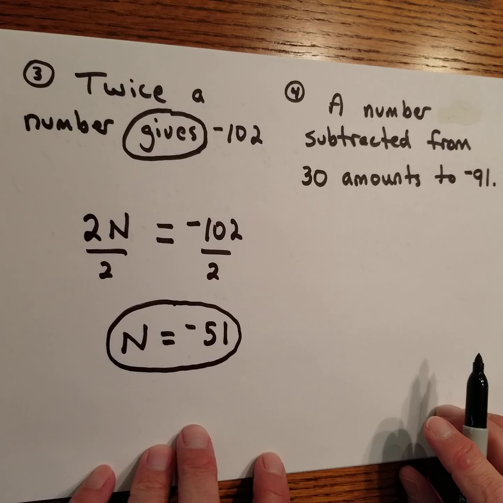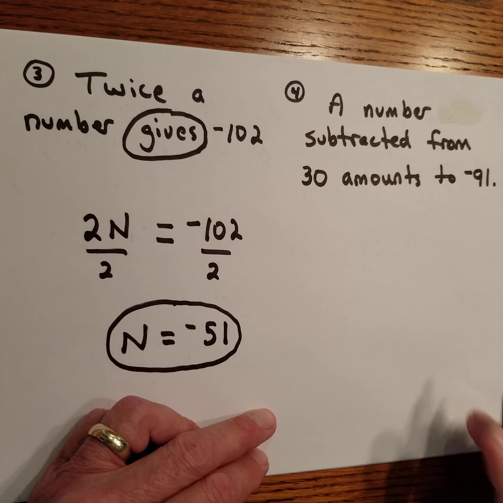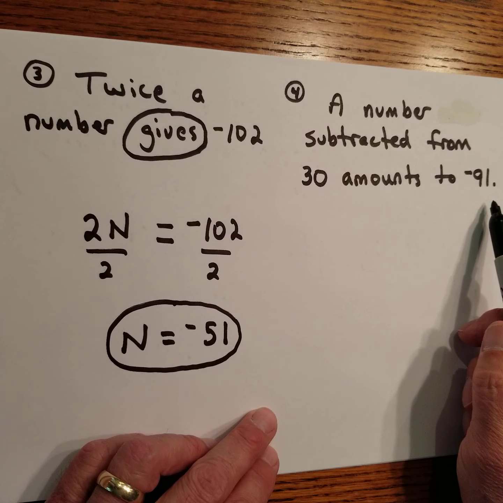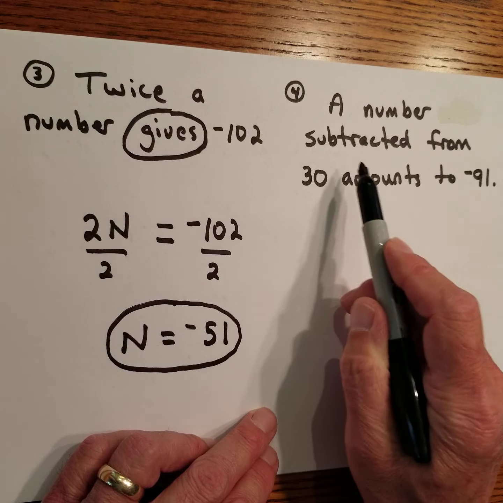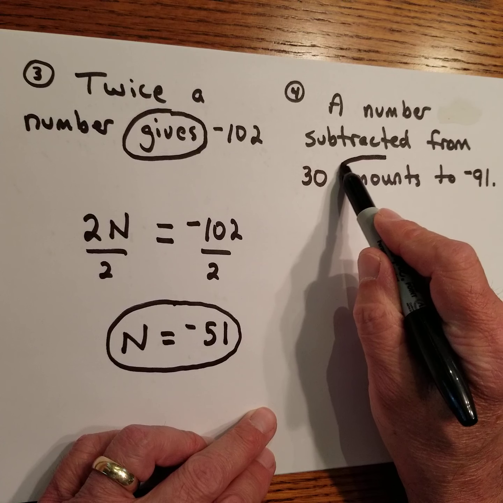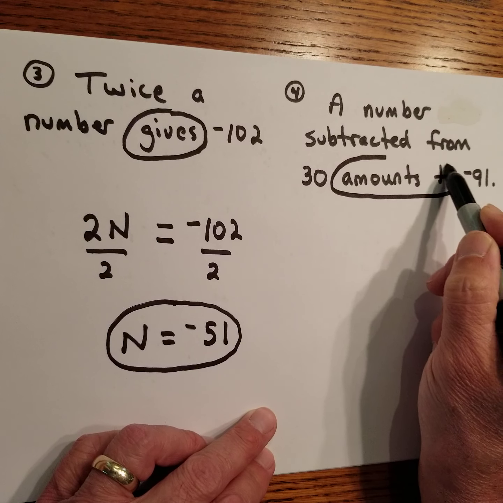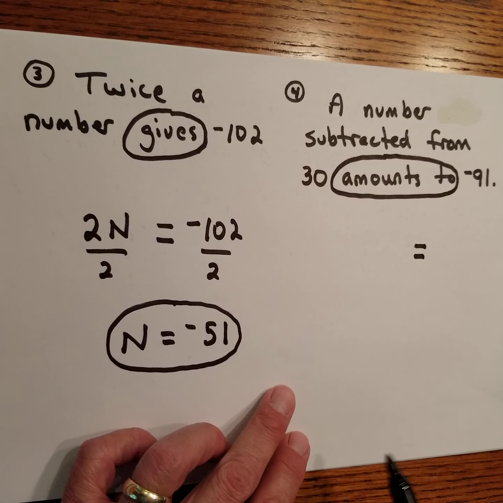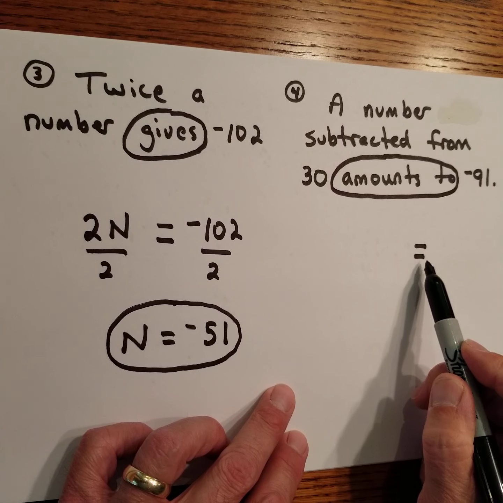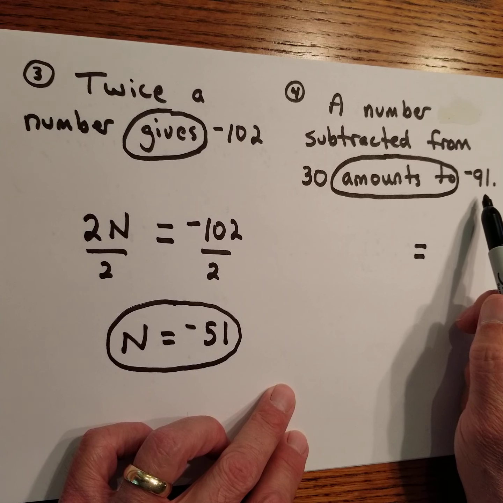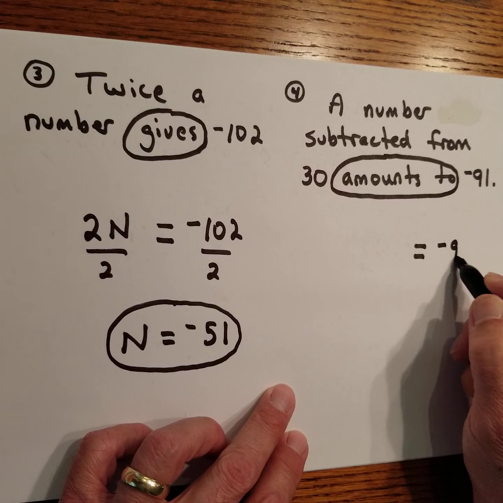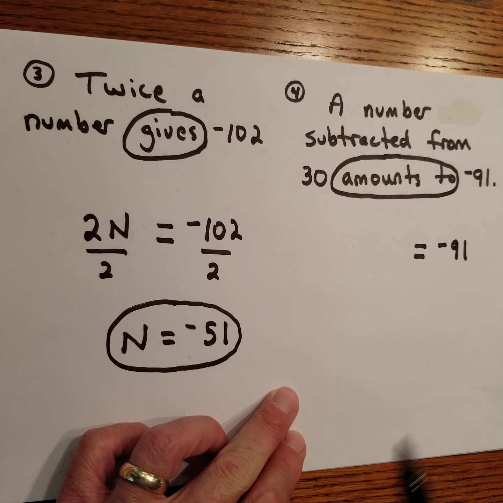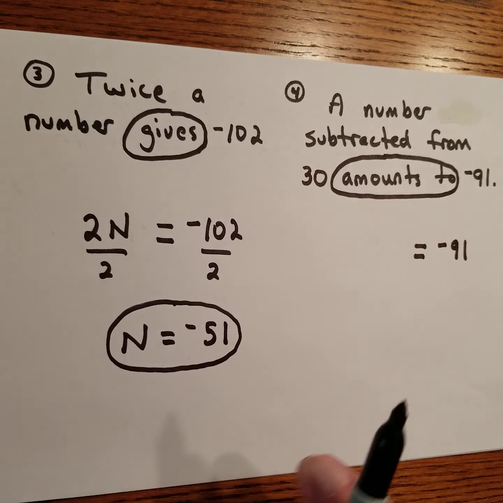Scan through number 4 and find that equal sign. A number subtracted from 30 amounts to negative 91. Where's that equal? Here we go. The equal sign must be "amounts to." There's a lot of different ways to say equals in math. Amounts to is my equal sign. What's the only thing that comes after the equal sign? Negative 91. Now what comes before the equal sign? A number subtracted from 30.